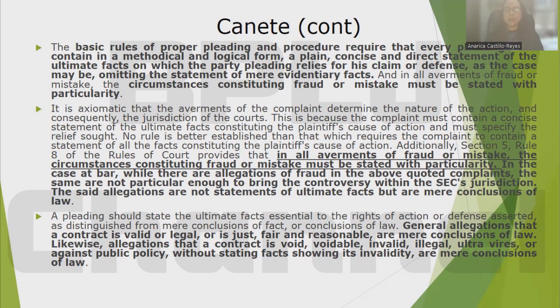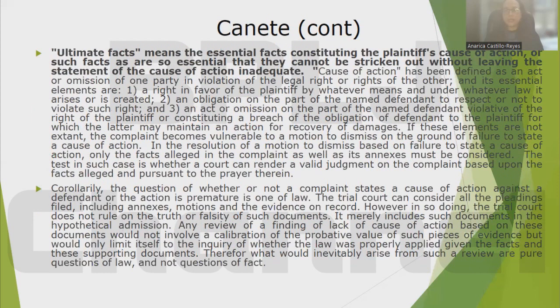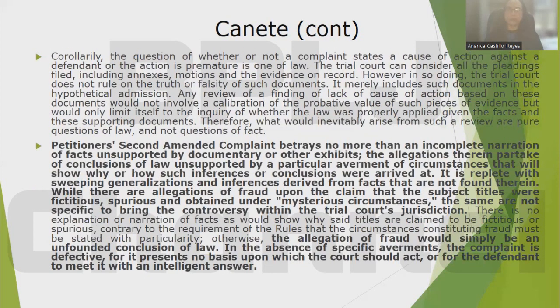General allegations that a contract is valid or legal, just, fair, and reasonable are mere conclusions of law. Likewise, allegations that a contract is void, voidable, invalid, illegal, ultra vires, or against public policy without stating facts showing its invalidity are mere conclusions of law. What do you mean by ultimate facts? It means the essential facts constituting the plaintiff's cause of action, or such facts which are so essential that they cannot be stricken out without leaving the statement of the cause of action inadequate.